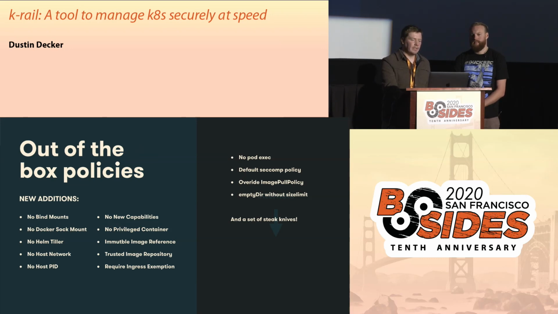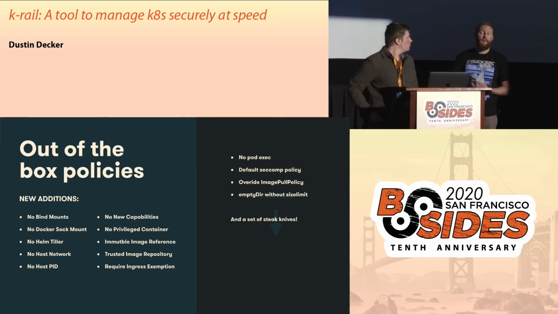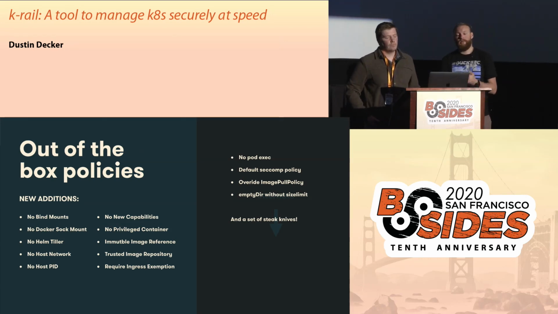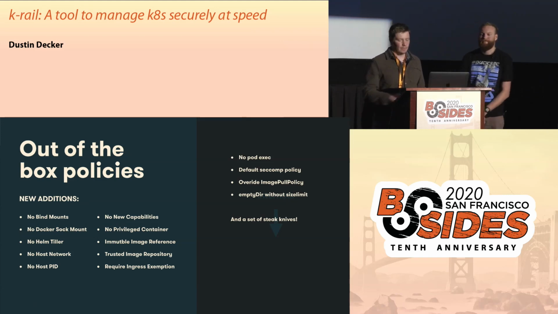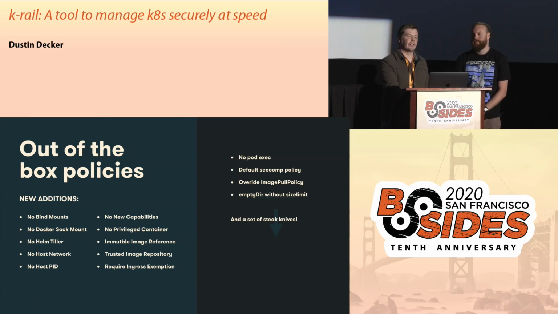And then finally, empty directory without size limit. This is another sort of operational reliability policy and prevents the host disk from filling up on the node from tmpfs mounts. It's also worth noting here that some of these policies we added, but some of these have also been added by the community. So we open sourced this tool in October of last year, 2019, and since then we've had a great response from the community. So yeah, thanks to the people who've contributed PRs on this front. Yeah, and there are a number more in progress right now too.